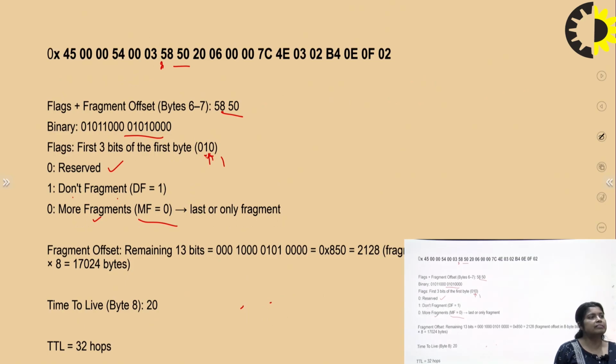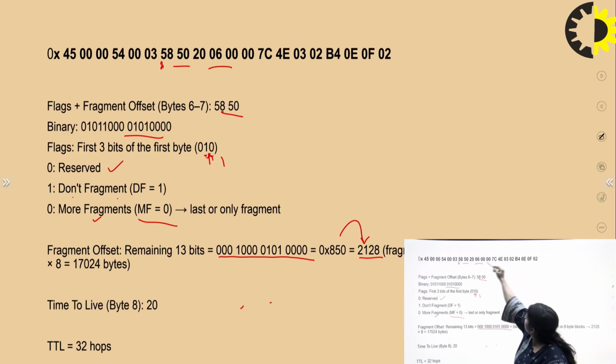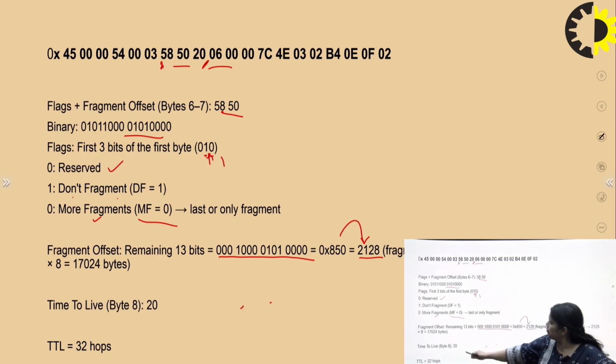Now the next is the 13 bit value. This 13 bit you can consider from here. That is this value, and it is going to be converted into decimal. Whatever the address, this will be your value. Next is the time to live. Time to live is an 8 bit value. So you can see directly in this one, this is 20.